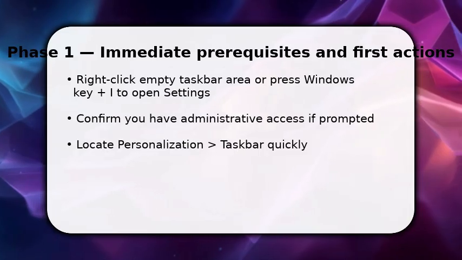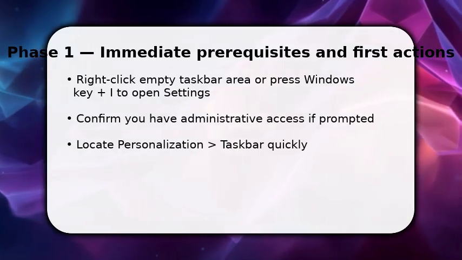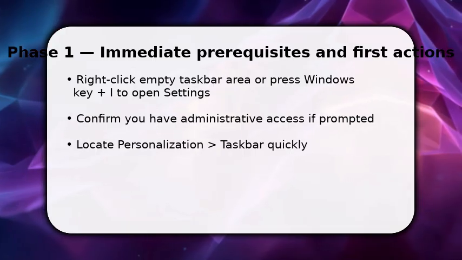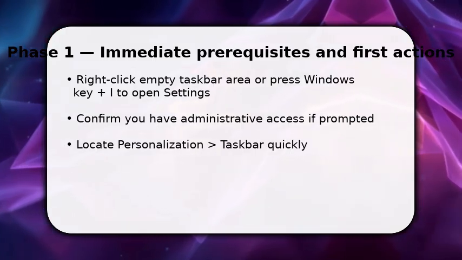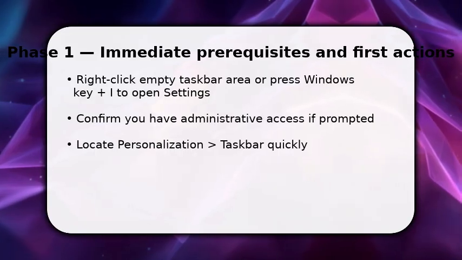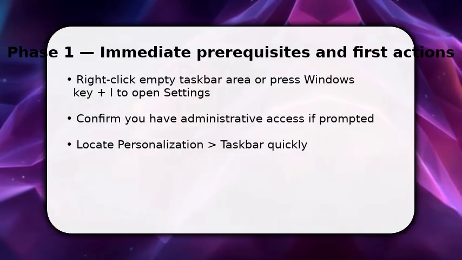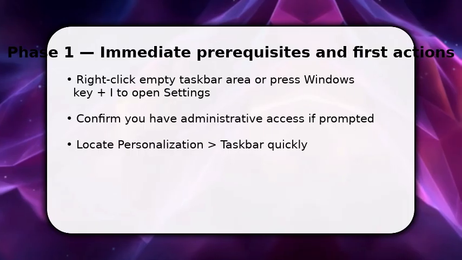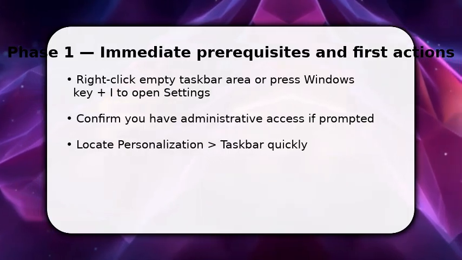Make sure you have any admin prompt cleared so changes save. You don't need extra apps. Windows includes auto-hide controls. Now that the taskbar page is visible, you're ready to switch behaviors. Follow the next steps to change visibility and interaction settings precisely.